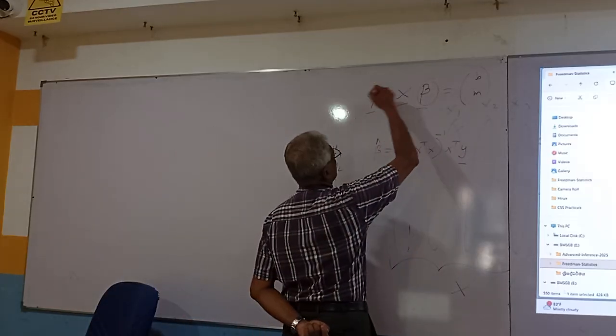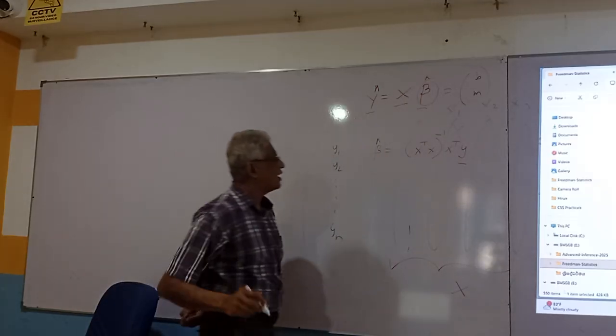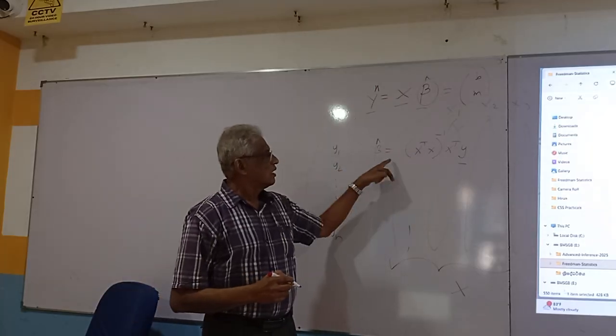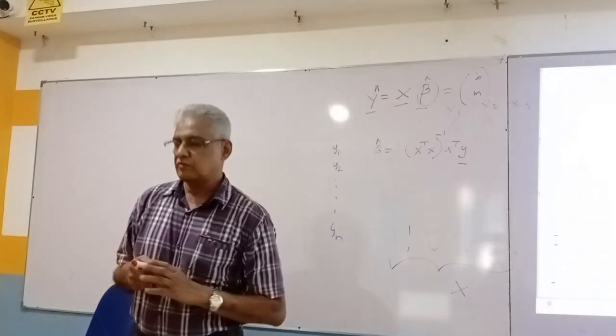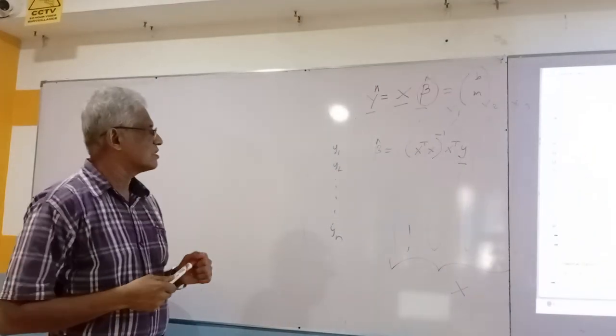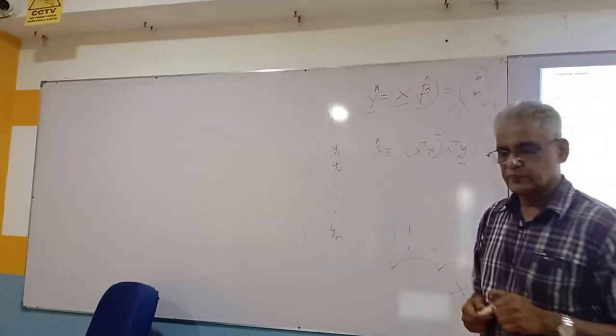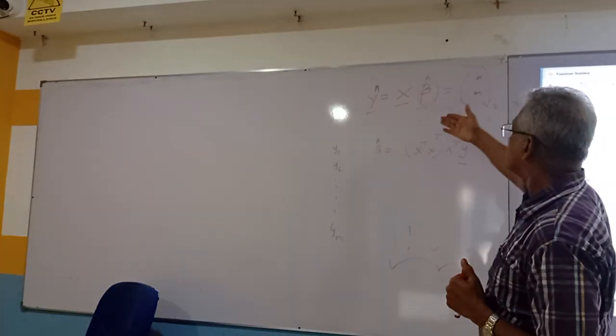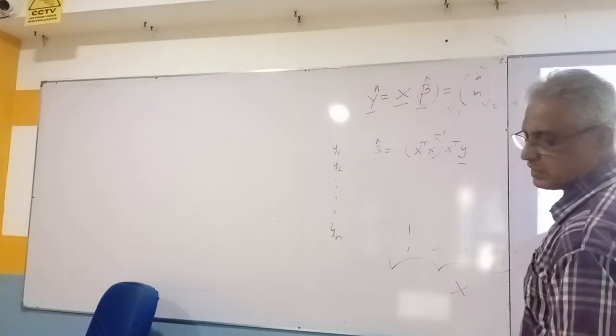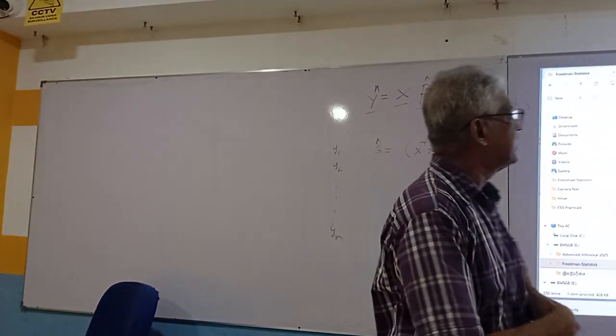So if you say y hat is equal to x times beta hat, then beta hat is going to be given by this equation when you look at multiple linear regression. So that's what is actually the more practical thing. And then there will be, in this kind of situation, simple linear regression and multiple linear regression.